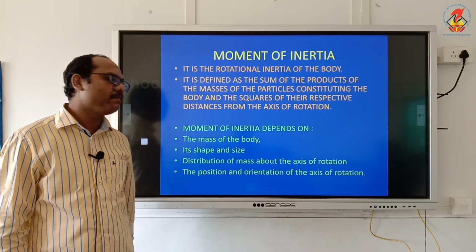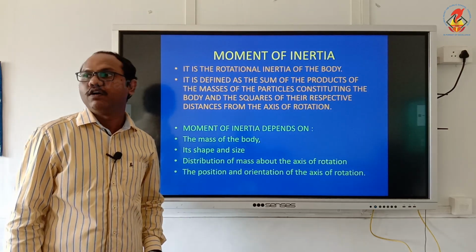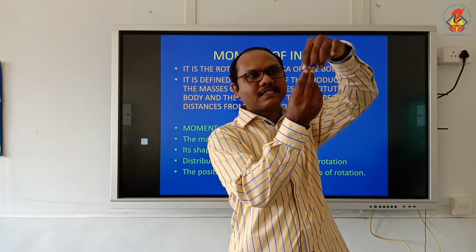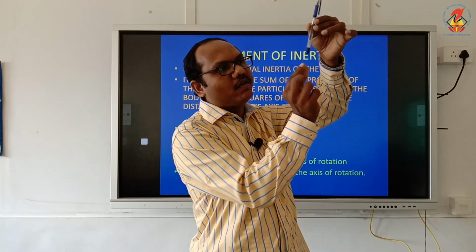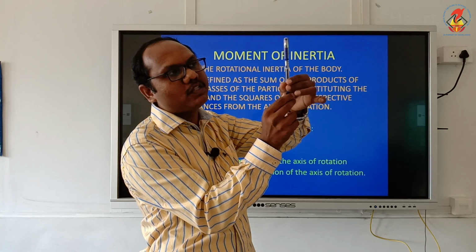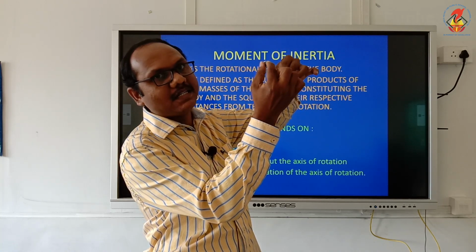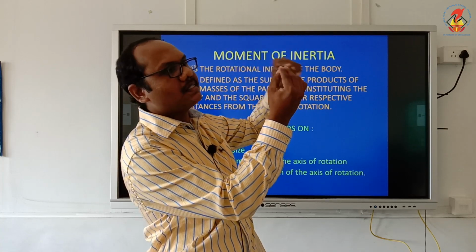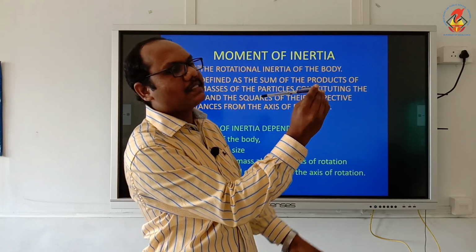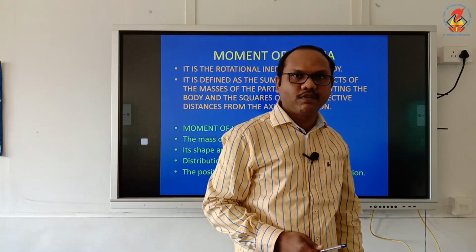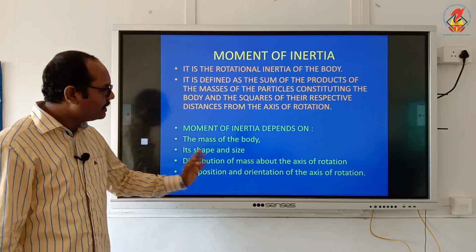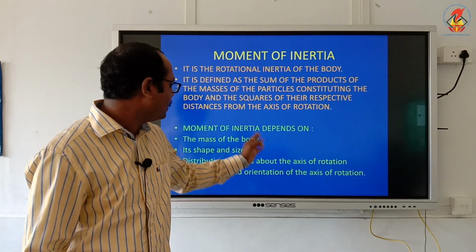Then distribution of mass about the axis of rotation, where the axis is kept. For example, I want to rotate this pen. If I keep this as the axis, the pen will rotate like this. It is having one moment of inertia. Now, if I keep this as the axis, the pen will rotate like this. It is having another moment of inertia. Now I can fix the axis at this end, then the pen is rotating like this about that axis, which is having another moment of inertia. So moment of inertia changes when the axis changes, the position and orientation of the axis, and the distribution of mass about that axis. So these are the four factors.